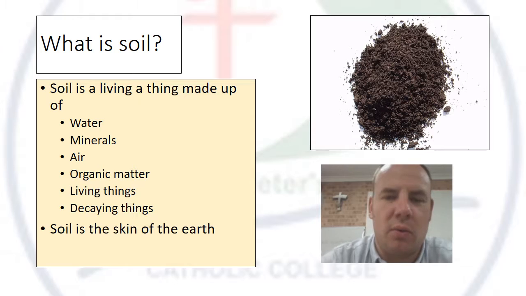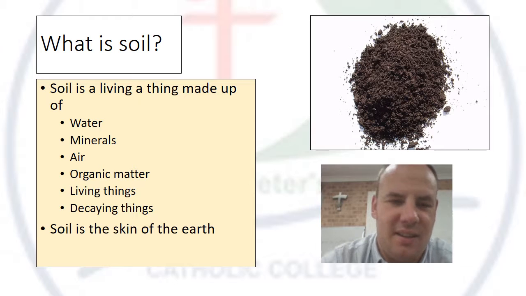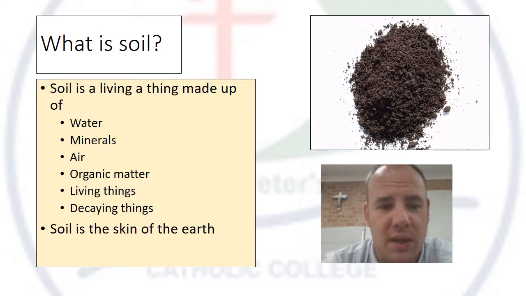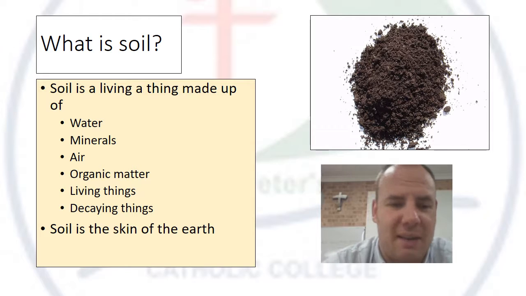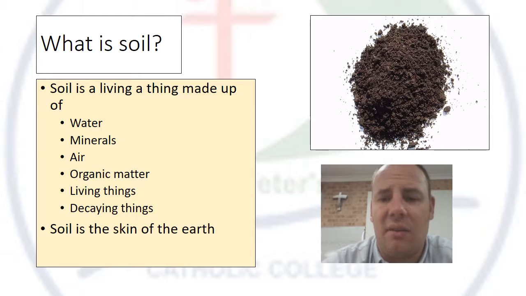So what is soil? A lot of people, when I ask this question, say it's just dirt. It's more than just dirt. Soil is a mixture of many different things, and soil is really, really important. Soil is made up of water, minerals, air, organic matter, living things and decaying things. It really is the skin of the earth, and if we didn't have soil, then we wouldn't have life.